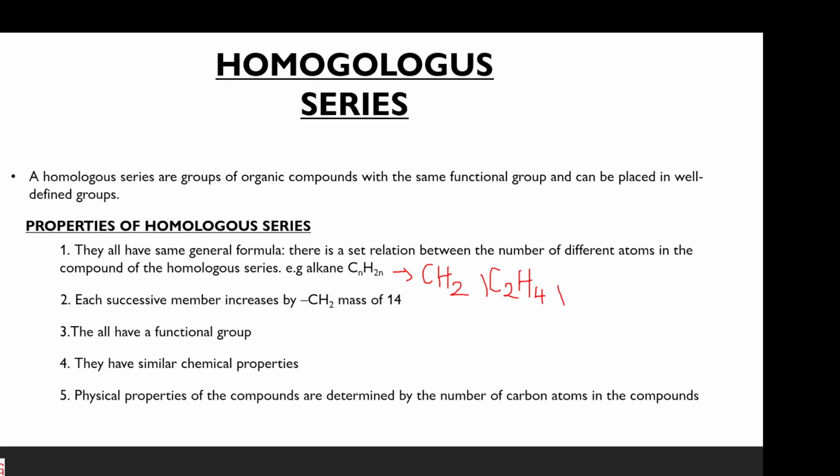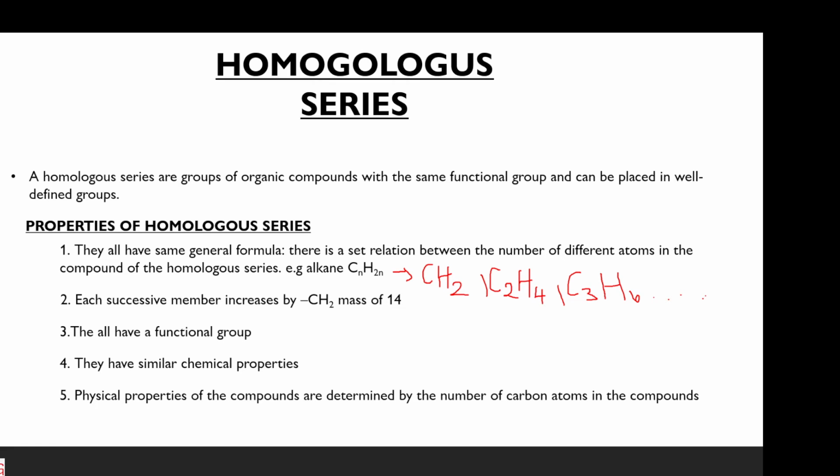And the same thing goes if you have a carbon with 3, so C3H6. Alright, and so that is how we go, and it goes on and on and on down to probably infinity, if we can. So if we have C infinity, it will be H 2 infinity. Each successive member increases by a mass of CH2, which will be a mass of 14.